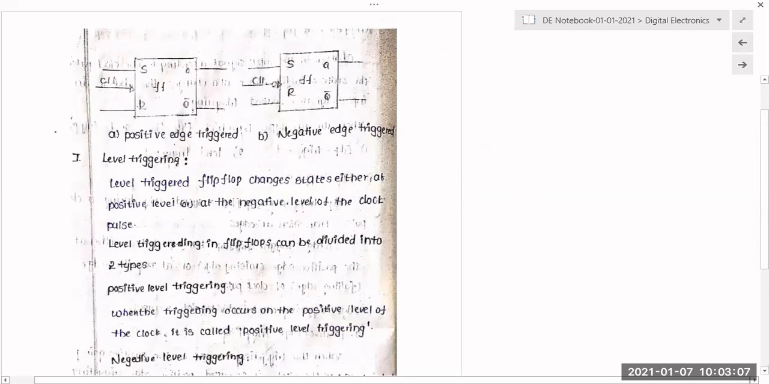And how do we represent positive edge triggering using a logic symbol? Here I am applying the clock, that is a positive edge. So this is SR and we are getting the outputs Q and Q prime. So this is a clocked SR flip-flop that is positive edge triggered. Okay, clear?